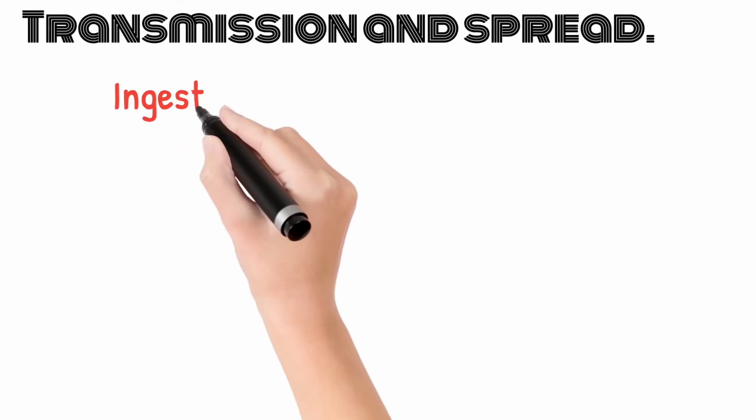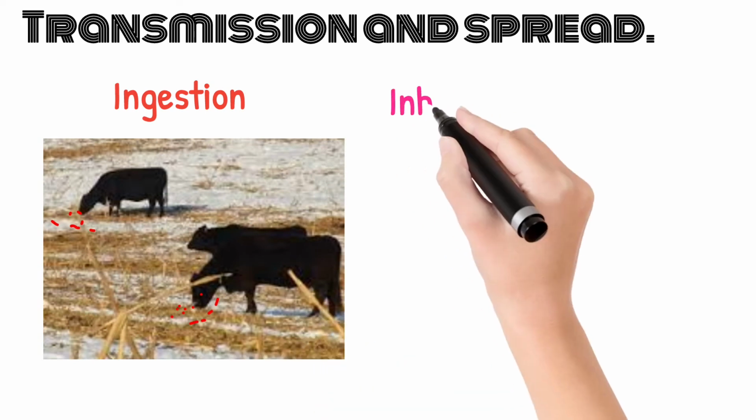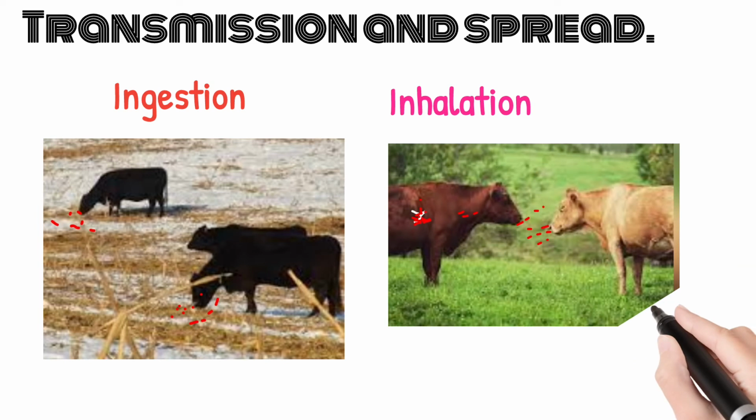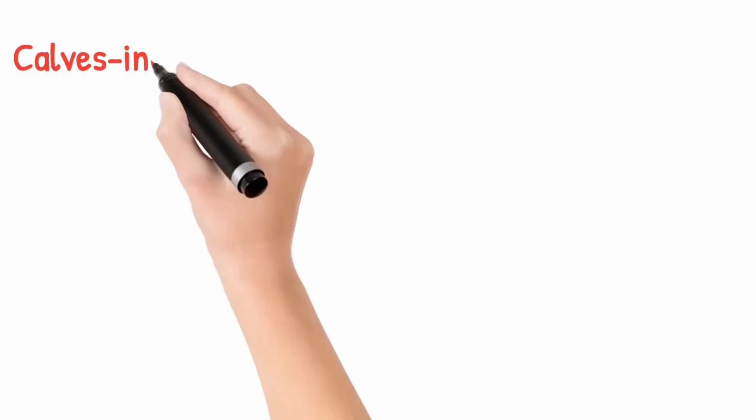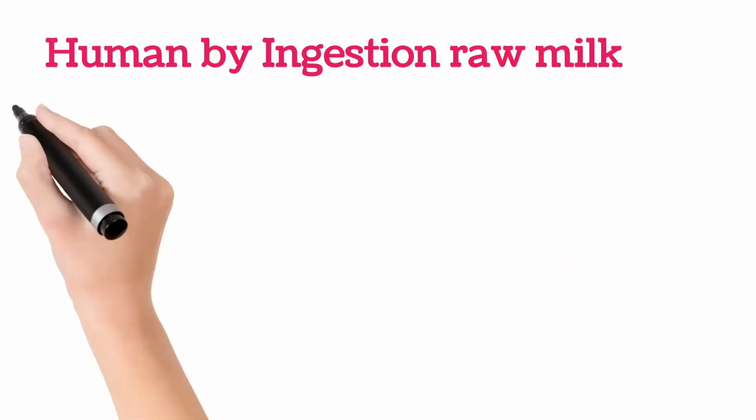Transmission and spread. The disease is contagious and can be transmitted directly by contact with infected domestic and wild animals, or indirectly by ingestion of contaminated material. The usual route of infection within cattle herds is by inhalation of infected aerosols, which are expelled from the lungs by coughing. Calves can be infected by ingesting colostrum or milk from infected cows.